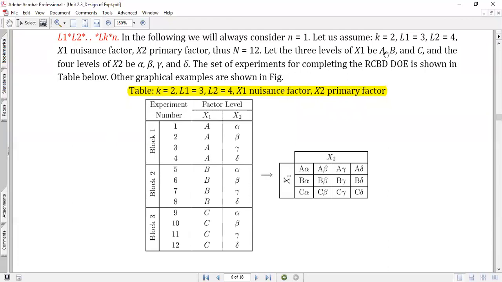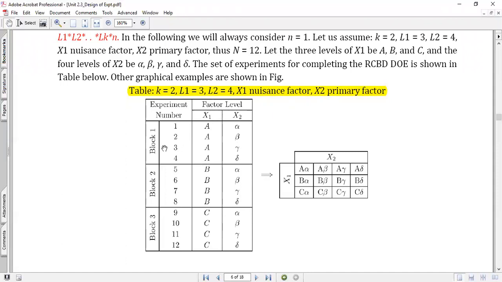Now here you can write A, B, C, D for the level of x1, and the level of x2 can be written as alpha, beta, gamma, delta. Earlier we had written t1, t2, t3, so that is some terminology you can use. Now, this is how it goes on. K is equal to 2, two factors are there. For L1 it is 3, L2 is equal to 4. So that means the level of the first nuisance factor is 3 levels. We have taken A, B, C. Then L2 is 4, so 4 levels are there: alpha, beta, gamma, delta. The nuisance factor is x1, and x2 is the primary factor.